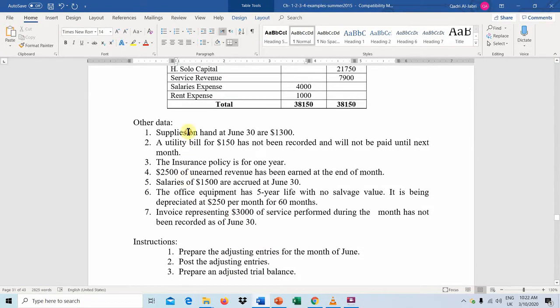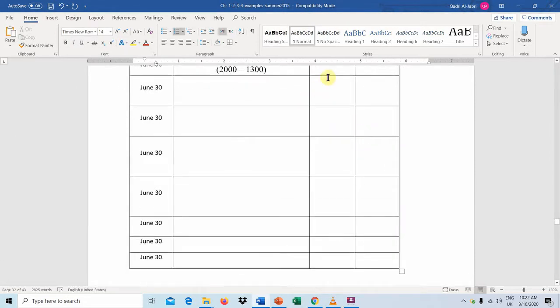Now let's check the second one. Utility bill for 150 has not been recorded and will not be paid until next month. Simply, this is an accrued expense. We said any expense not recorded yet is an accrued expense. We should record it because we want the accounting period, which is the month of June, to take its share of expenses and revenues. So this is 150.